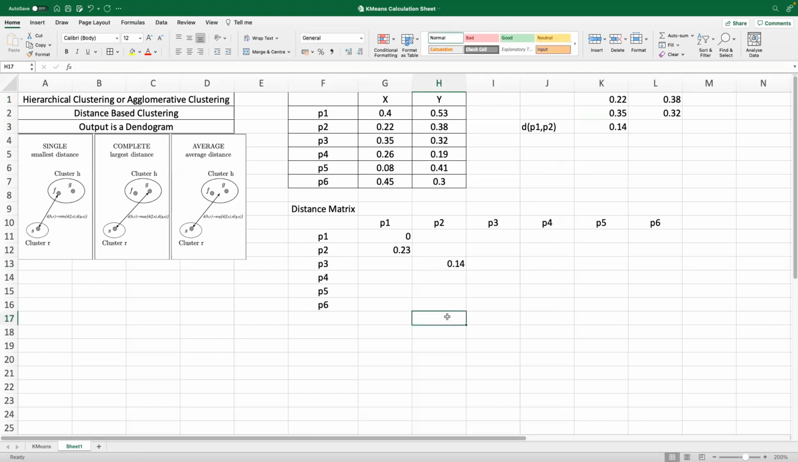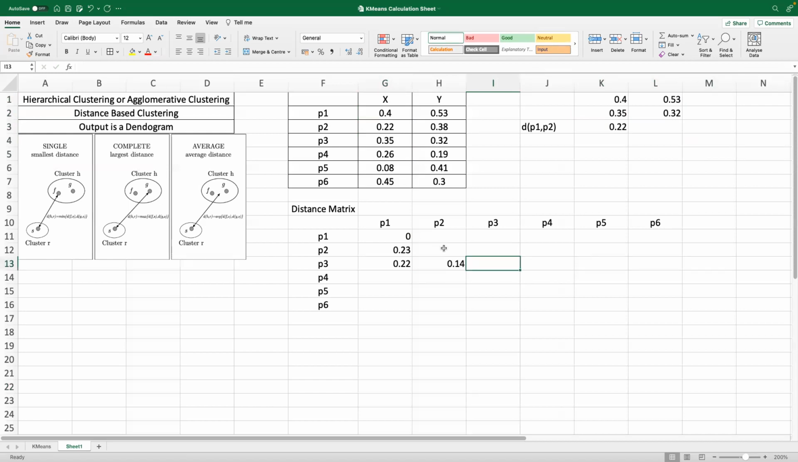Got it? Now, if you want to calculate between P1 and P3, P1 is how much? 0.4. P3 is how much? 0.35. Similarly, 0.53 and P3 is 0.32, right? What is the distance? You got 0.22. You're getting the distance between each of the points.